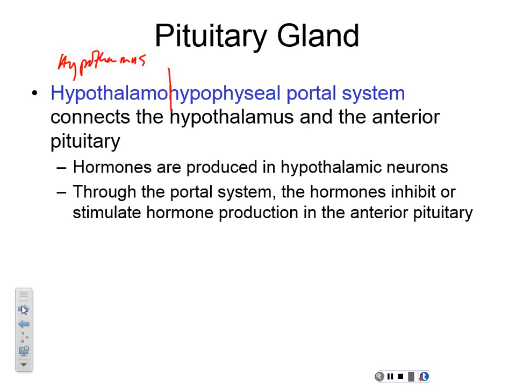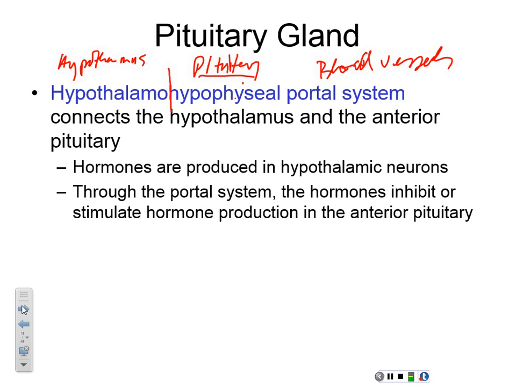Hypophyseal: hypophysis means pituitary. So it's the blood vessels that come from the hypothalamus going to the pituitary. That's what that word is. Remember the other word for pituitary is hypophysis, hypophyseal. Because it's better to say hypophyseal than pituitary. So that's why they put it together like that.